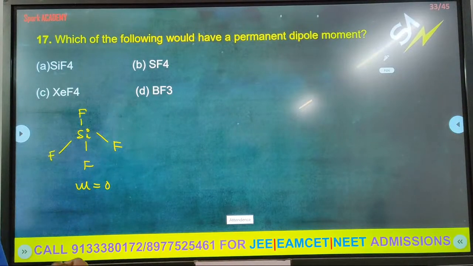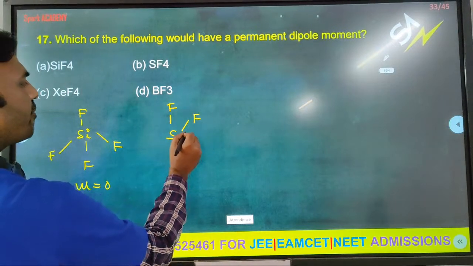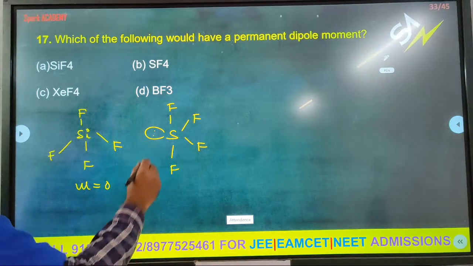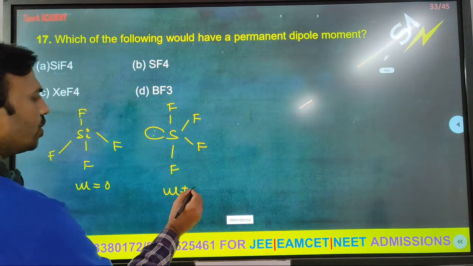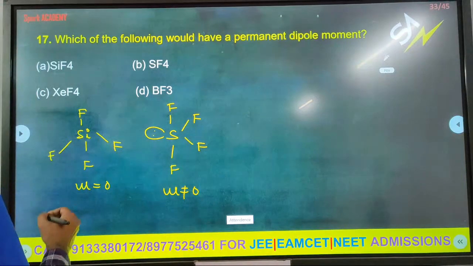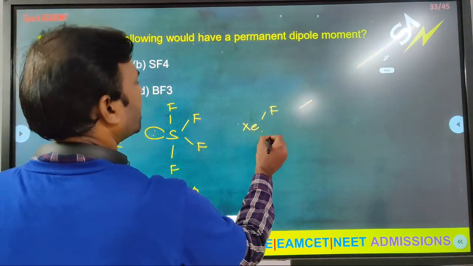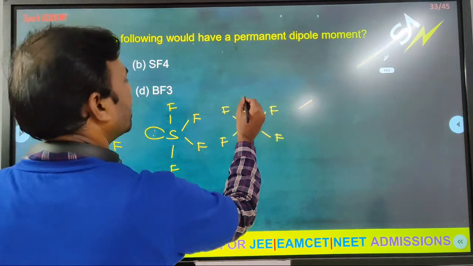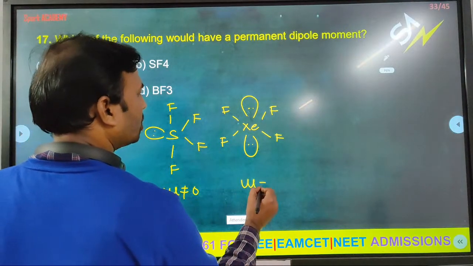SF4. S is the central atom. Sulfur has valence electrons 6. 4 participate in bond formation, and 2 remain as a lone pair. So mu is not equal to 0. Now xenon tetrafluoride. Xenon has valence electrons 8. It has one lone pair above and one below, and mu is equal to 0.